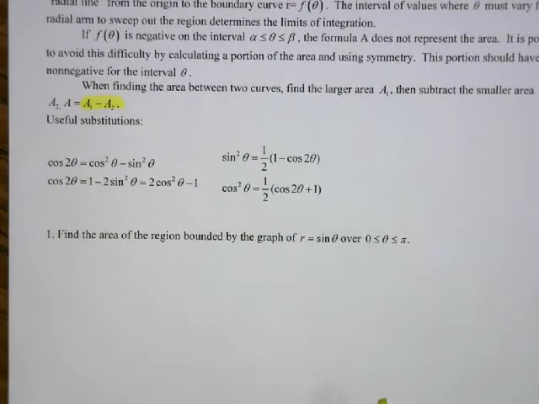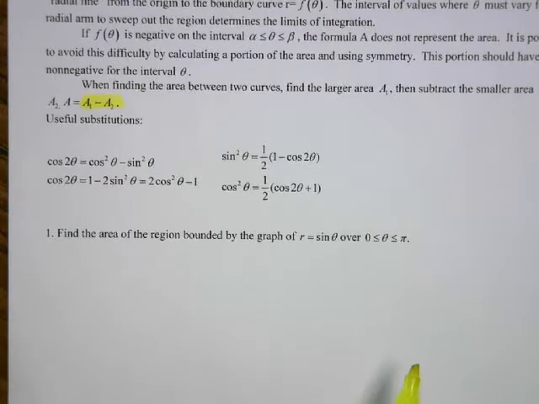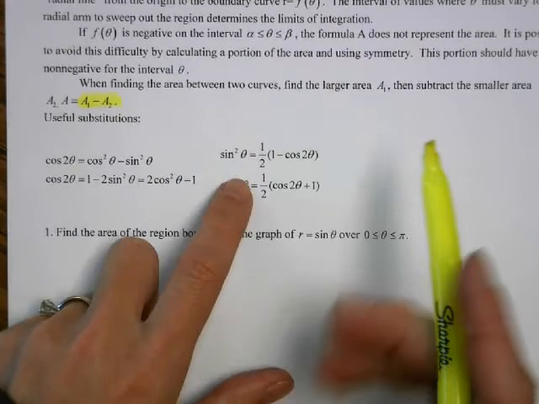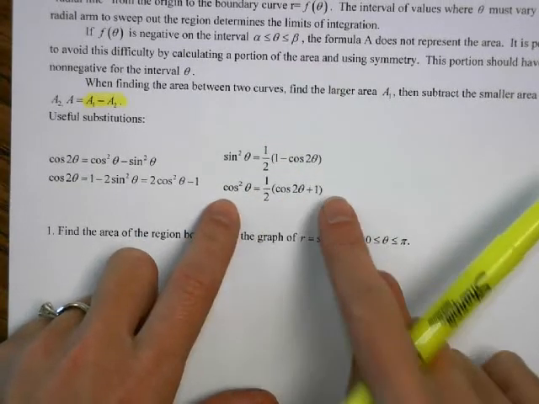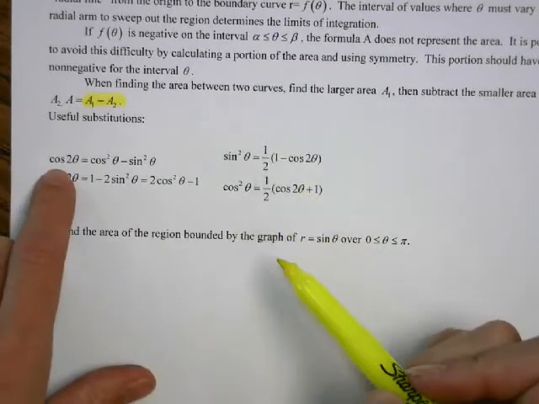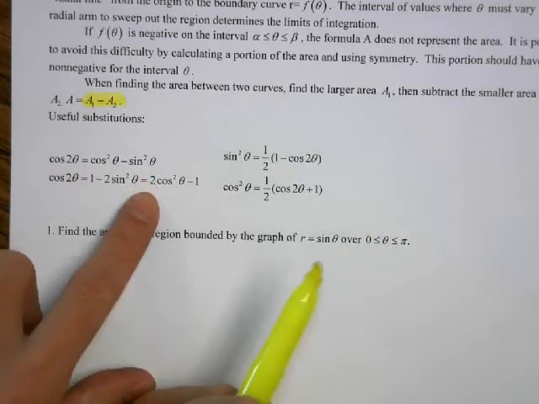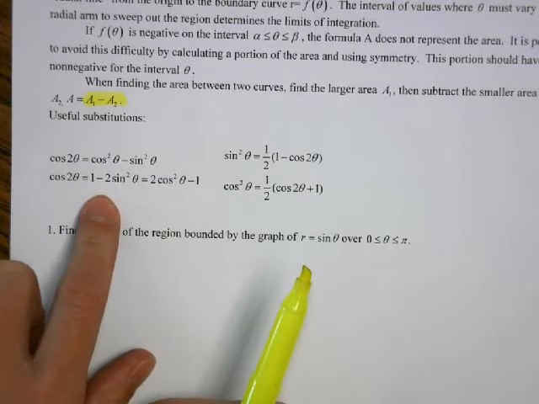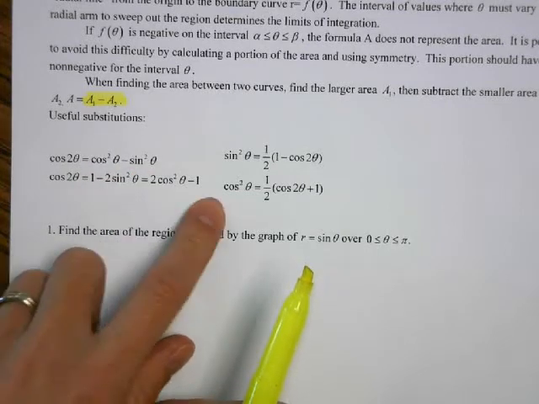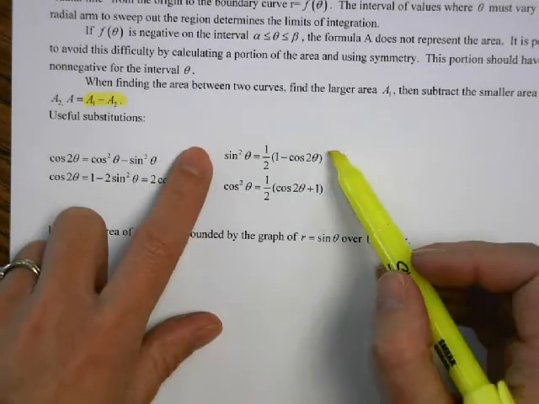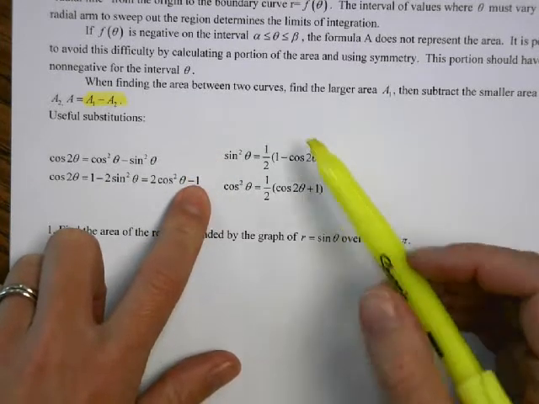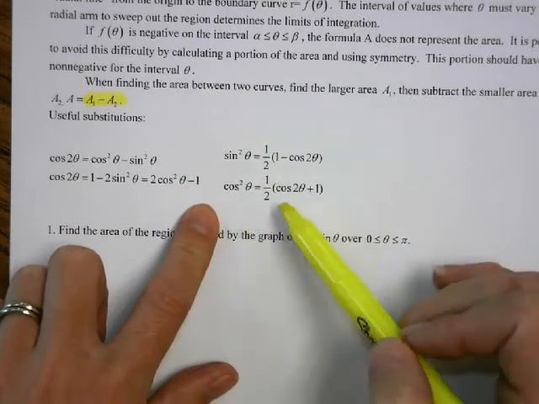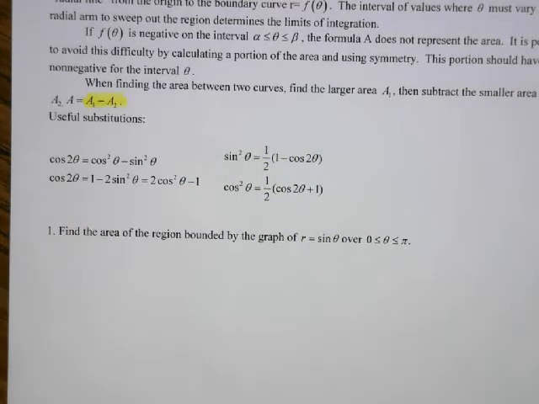I put some useful substitutions here because when we're integrating, a lot of these end up involving a sine squared or a cosine squared. So remember that for those we need to do these substitutions. Since cosine 2 theta equals cosine squared minus sine squared, that means cosine 2 theta is 1 minus 2 sine squared or 2 cosine squared minus 1. When we solve for the sine and cosine, we get these two equations. So anytime we're integrating sine squared, we're going to integrate this. If we're integrating cosine squared, we're going to integrate this.